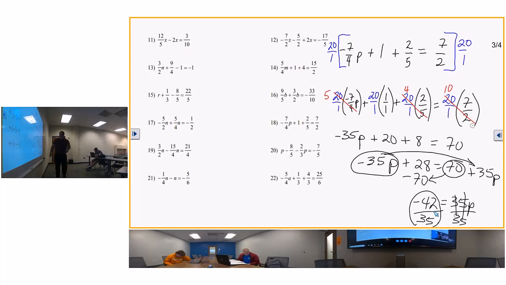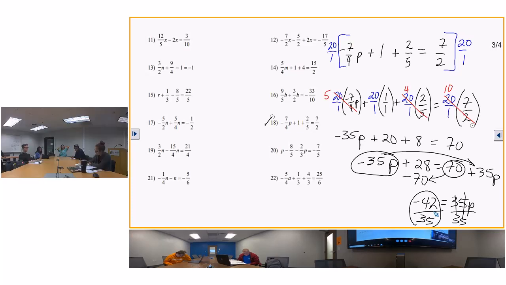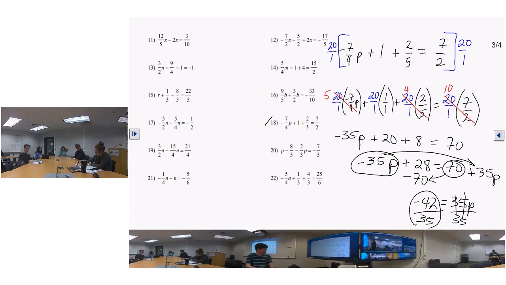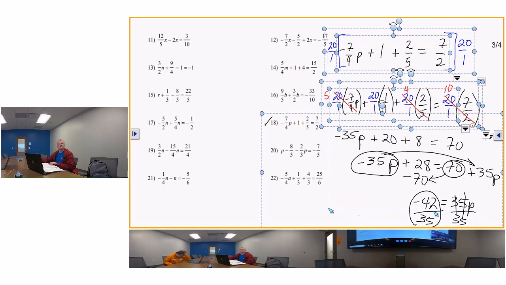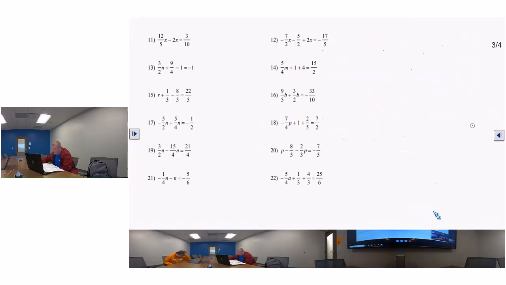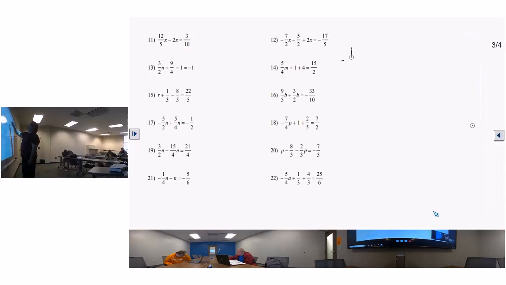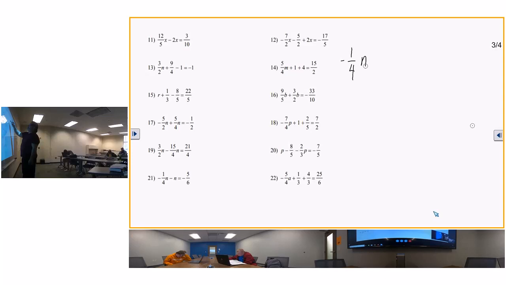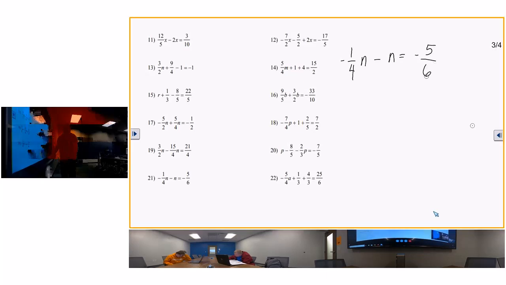That was number what? 18? 18. All right, y'all do number 21. I'll write it down in just a minute. Number 21 says negative 1/4 n minus n is equal to negative 5/6. Give y'all about a minute to work on that.